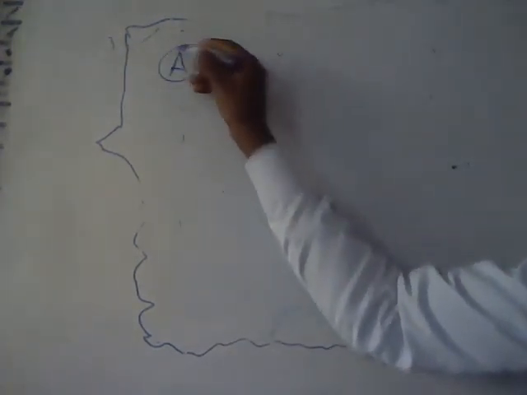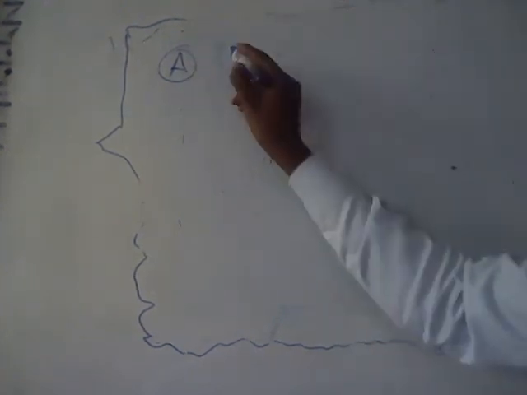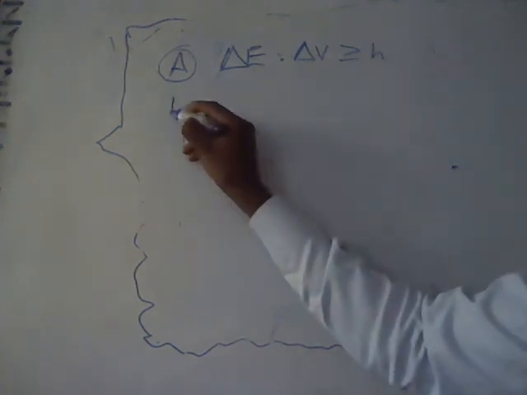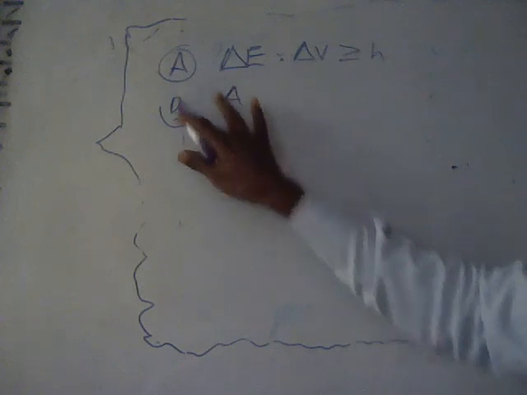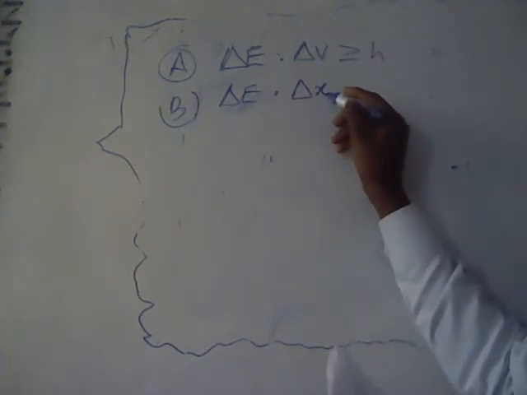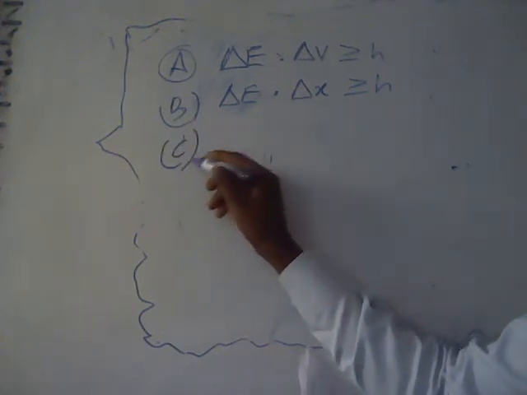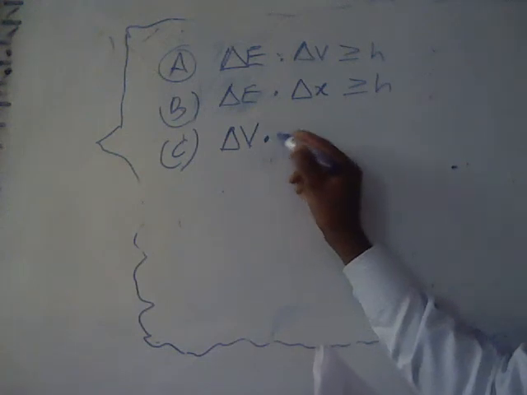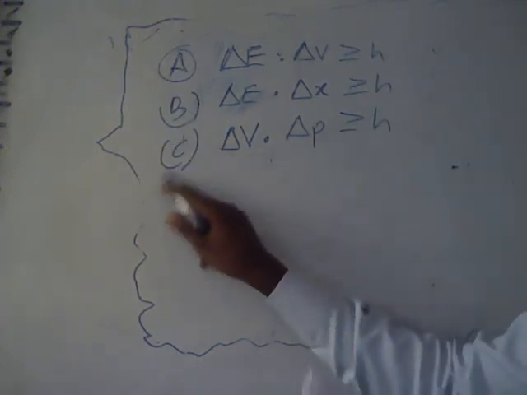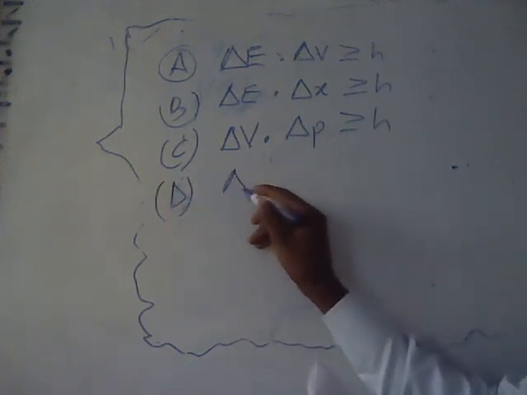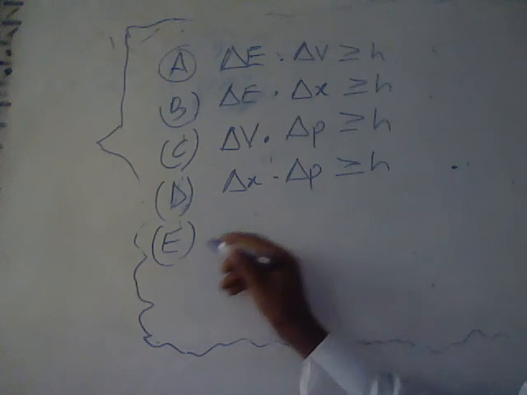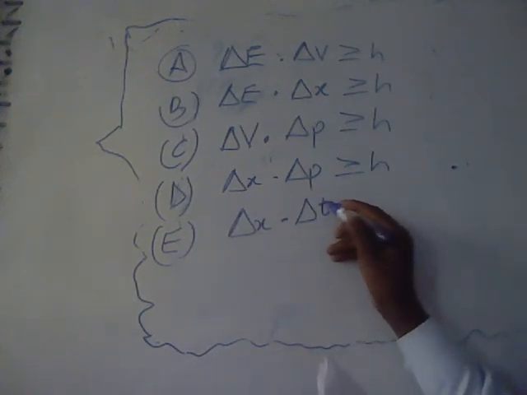They gave us option A as change in E dot change in V greater than or equals to H. Option B, change in E dot change in S greater than or equals to H. Option C, change in V dot change in P greater than or equals to H. Option D, change in X dot change in P greater than or equals to H. Then option E, change in X dot change in T greater than or equals to H.